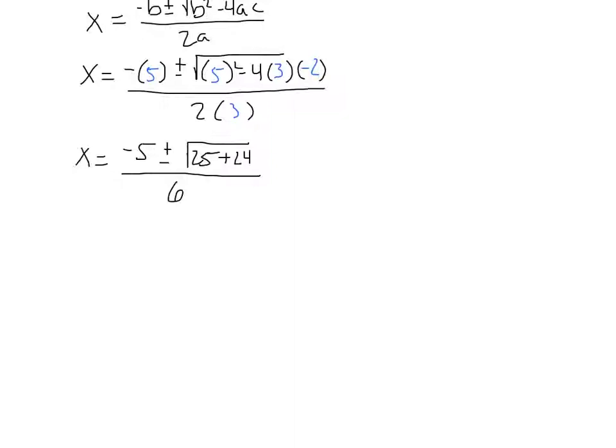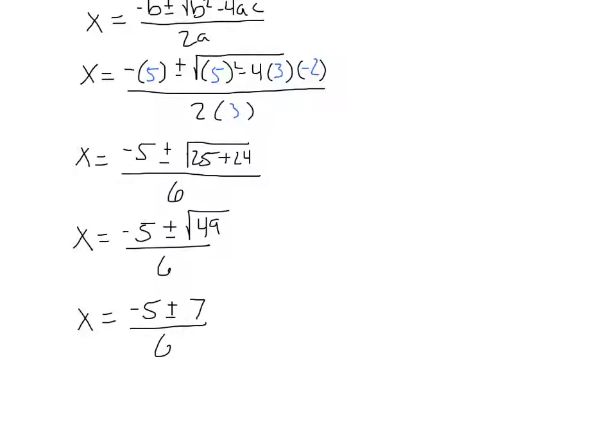Well, we got to take 25 plus 24. What's that? 49. So plus and minus the square root of 49 over 6. What is the square root of 49? 7. So we have -5 plus and minus 7 over 6. So there's our two answers. We just have to simplify it down.